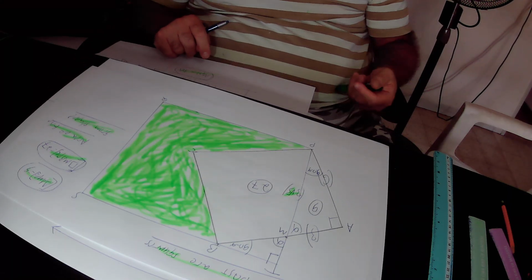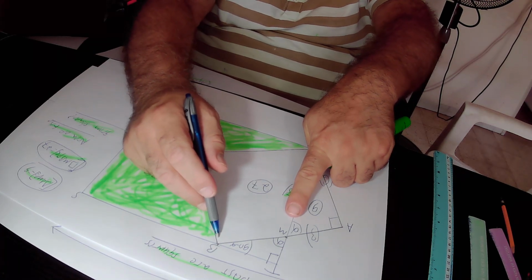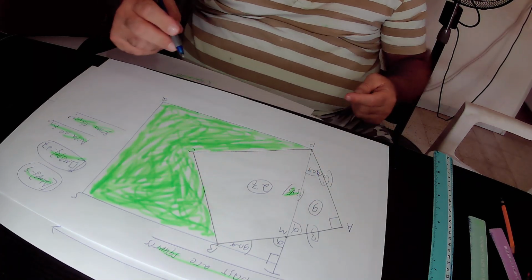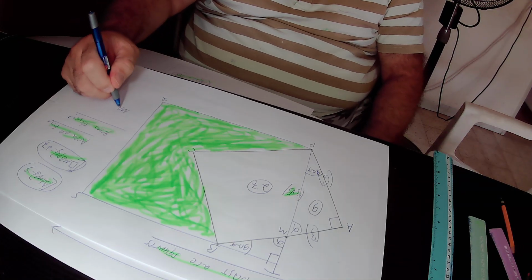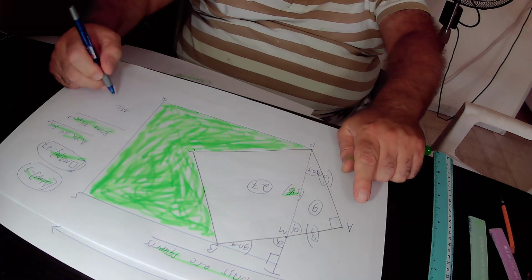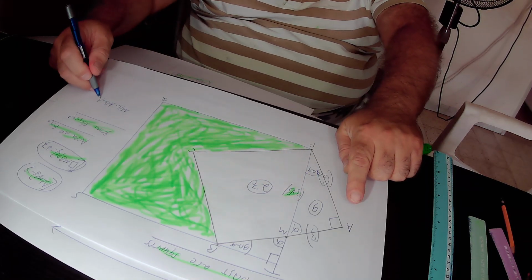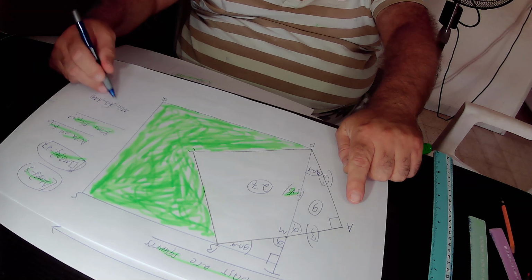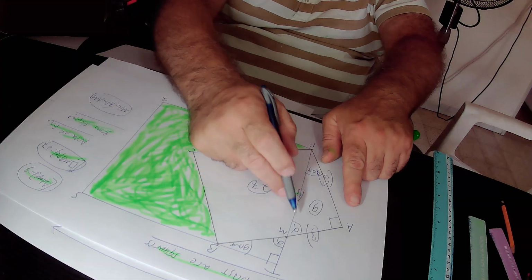Before we continue, we'll find out the length of this side MB. MB equals AB minus AM. Again, the missing side MB equals AB minus AM.